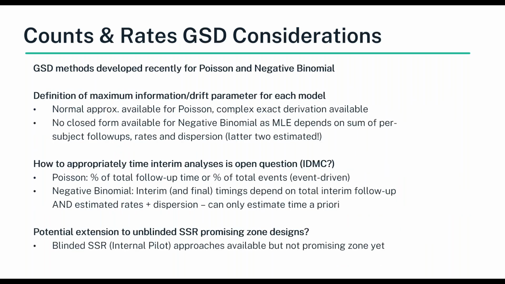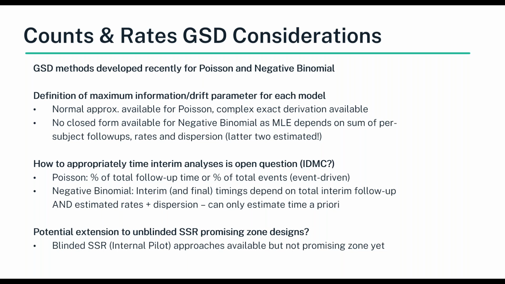Okay, so what are the specific considerations to be made when you're using a group sequential design for counts and rates? Well, as I mentioned earlier, a lot of the group sequential methods can be quite easily extended to the counts and rates endpoints. However, there are some additional complications that can arise when this is done. There are many methods which have been recently developed which counter some of these issues, and most of those are included in the references at the end of these slides.